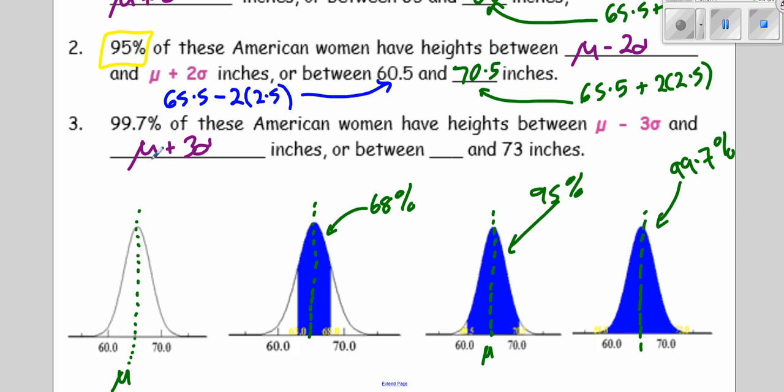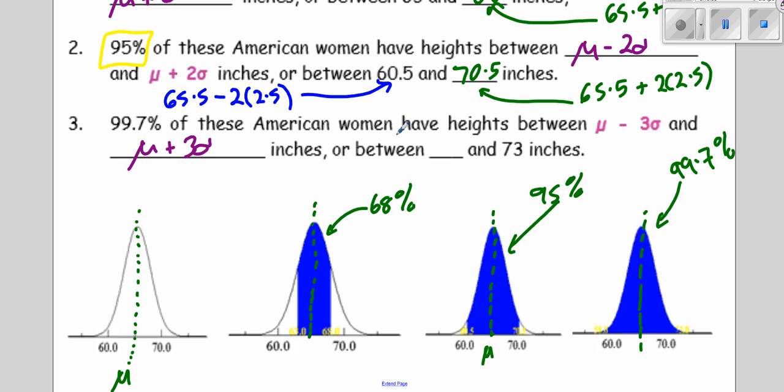And this one relates to that one. So 99.7%, almost 100%, but not quite. There's a little bit missing on the sides. Between the mean minus 3 standard deviations and the mean. Notice I already gave you the mean plus 3 standard deviations here, so here we need to just fill in the mean minus.